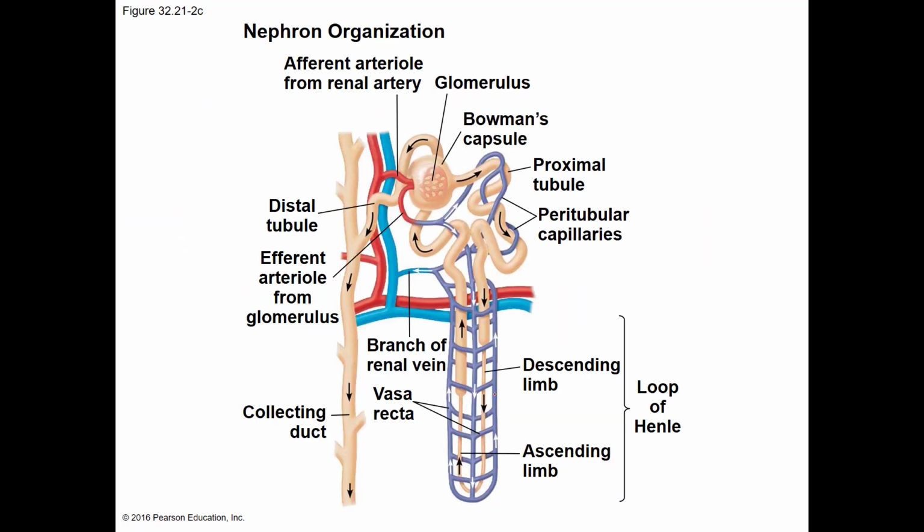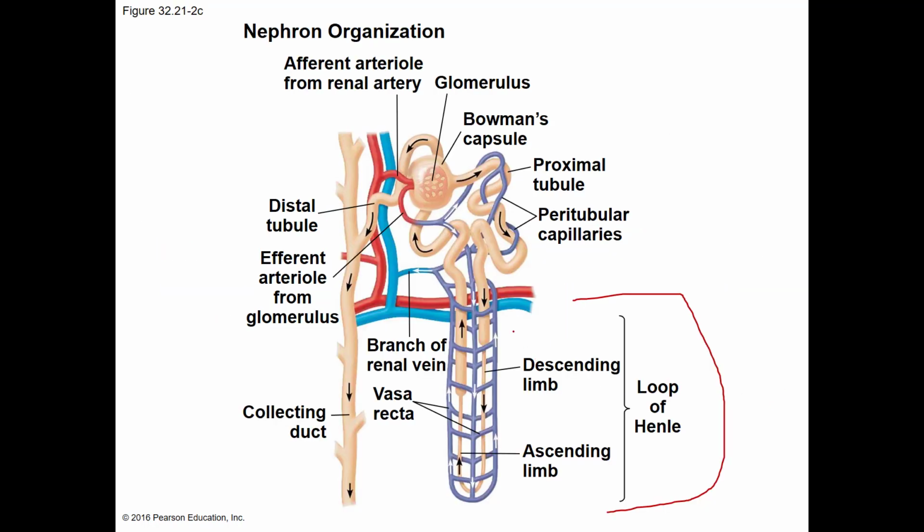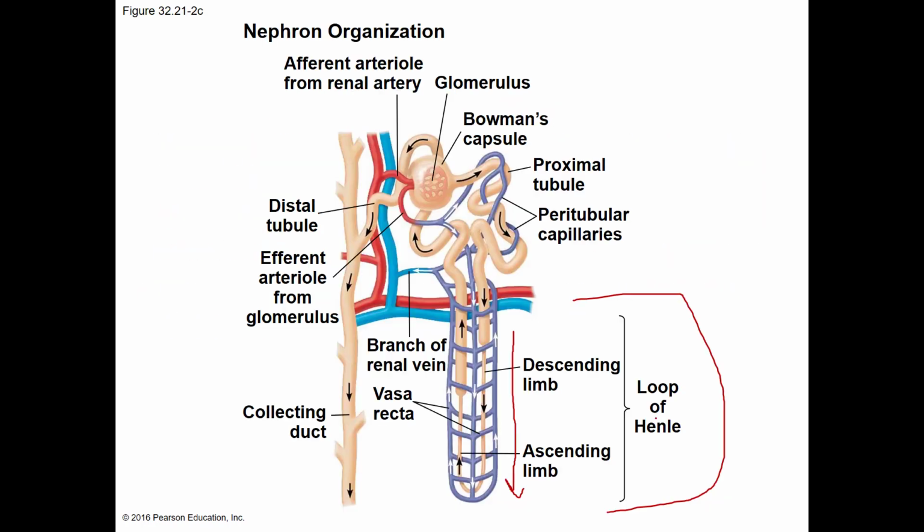This descending loop of the whole thing over here is called the loop of Henle, and the descending part is where filtrate is pushing down. What occurs here is reabsorption of water, and movement is drawn by the high osmolarity of the interstitial fluid. I would understand that the filtrate is at its most concentrated. It's becoming more and more concentrated as it comes down, and the opposite, it becomes more and more dilute as it goes up.